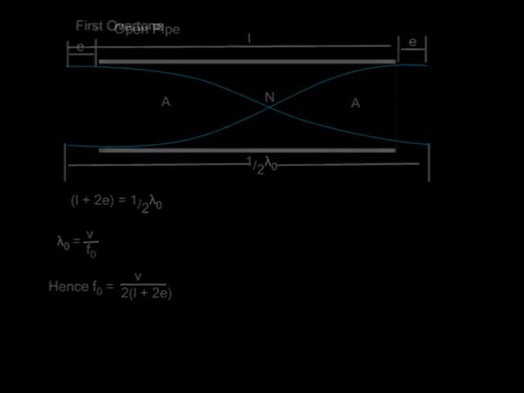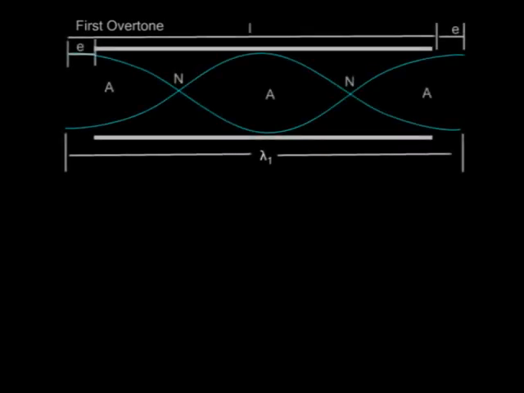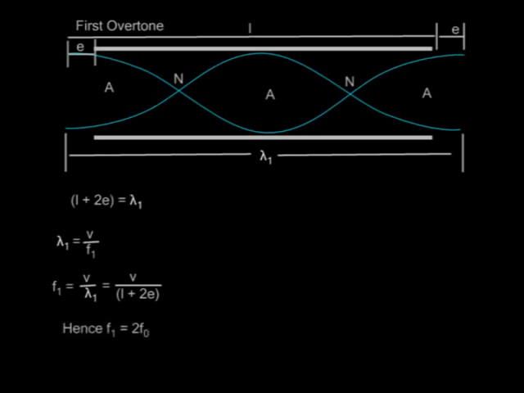First overtone. From the figure on your screen, L plus 2E is equal to lambda 1. But lambda 1 is equal to V over frequency 1. And therefore, frequency 1 is equal to V over lambda 1, which is equal to V over (L plus 2E). And hence, F1 is equal to 2F0. The frequency of the first overtone is twice the fundamental frequency. It is the second harmonic.